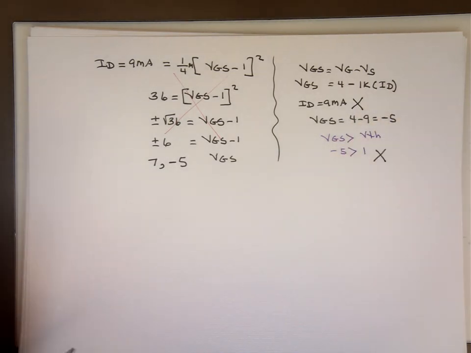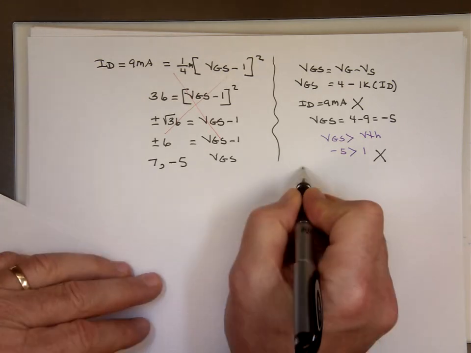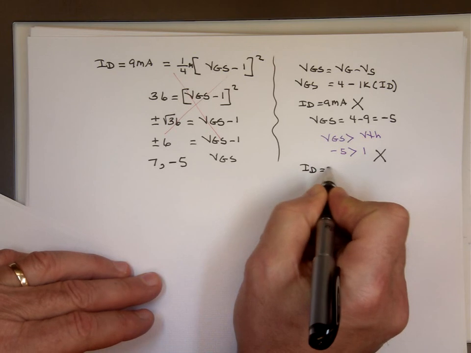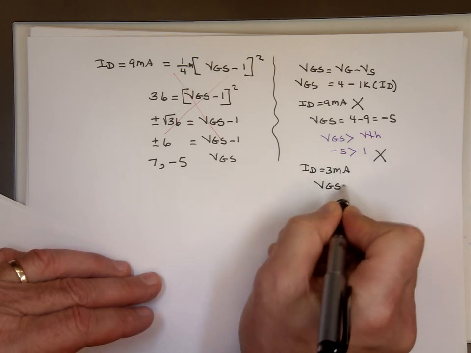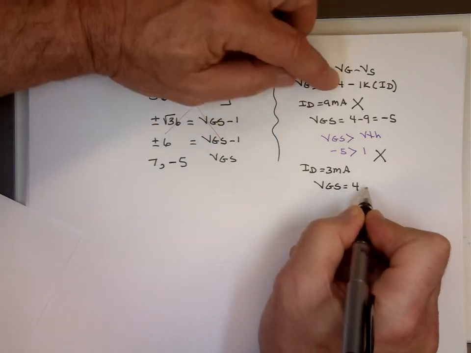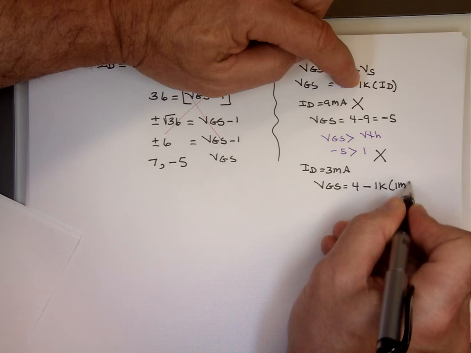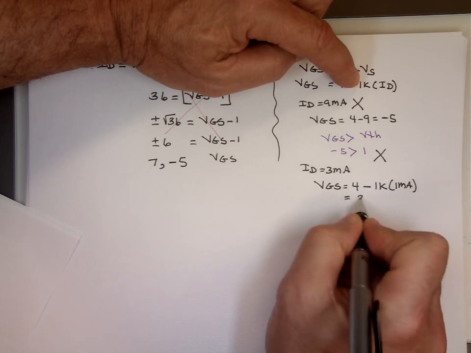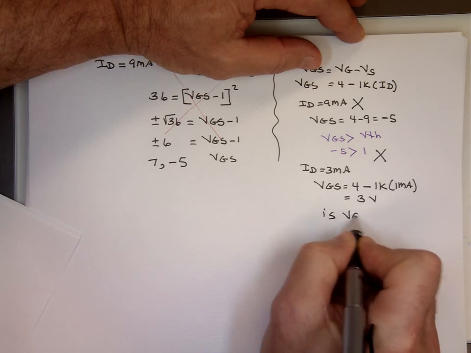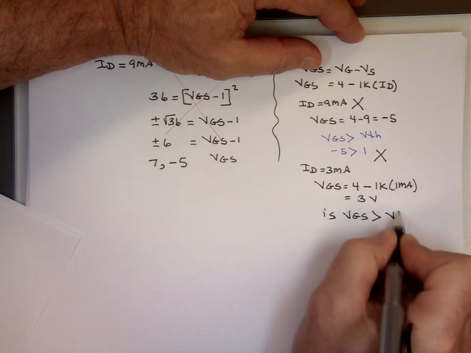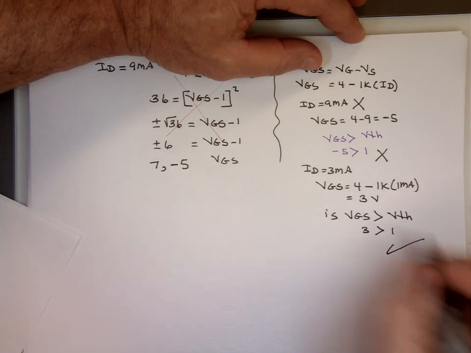Well, now let's look at I sub D equals 1 milliamp. VGS equals what? 4 minus 1K times 1 milliamp, and that's 3 volts. Is VGS bigger than V threshold? Is 3 bigger than 1? Yes. So that is the right current, at least for now.